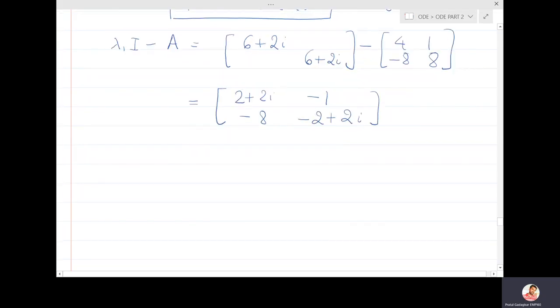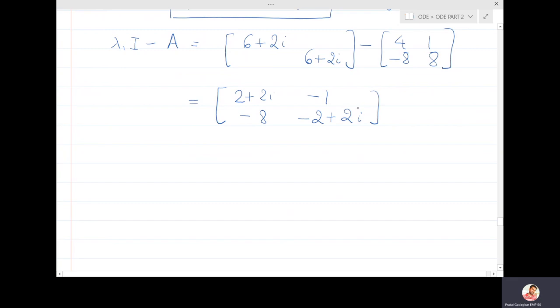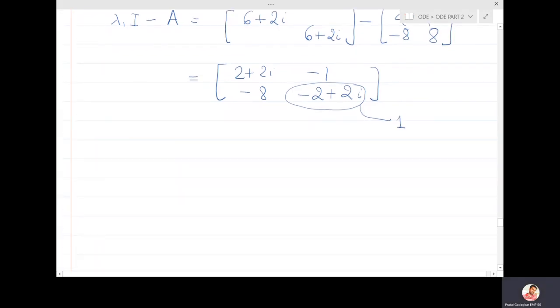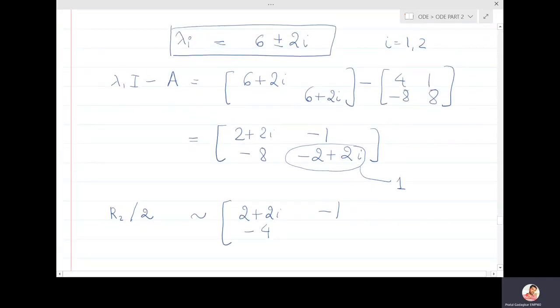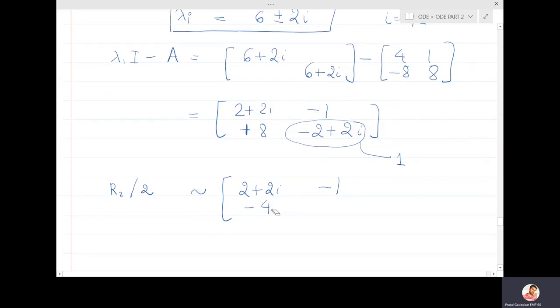Okay, so what will be my target now? I will try to make this entry 1. So how can I make this 1? First of all, I will divide the second row by 2, so that this becomes simple. 2 plus 2i, minus 1, minus 4. Let me divide it by minus 2 so that, okay, this is fine. This is a plus 8. So this will become 4, and this will become minus 1 plus i.